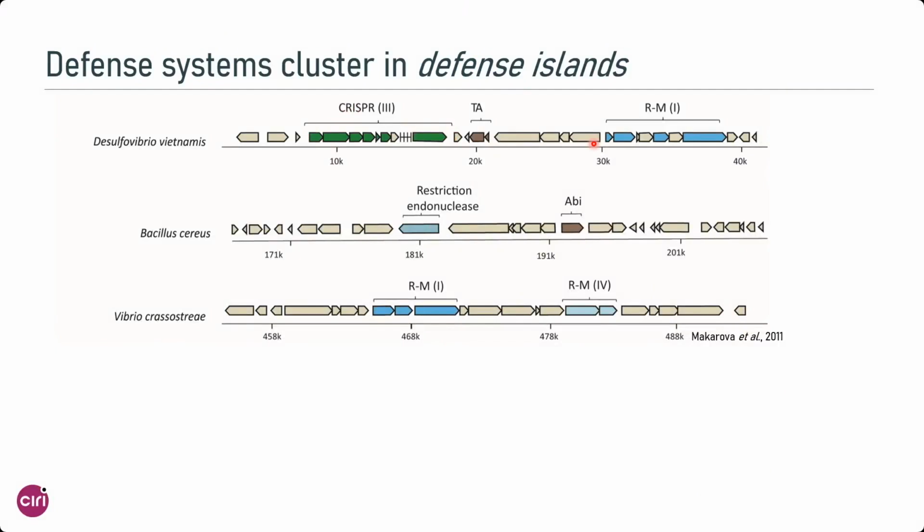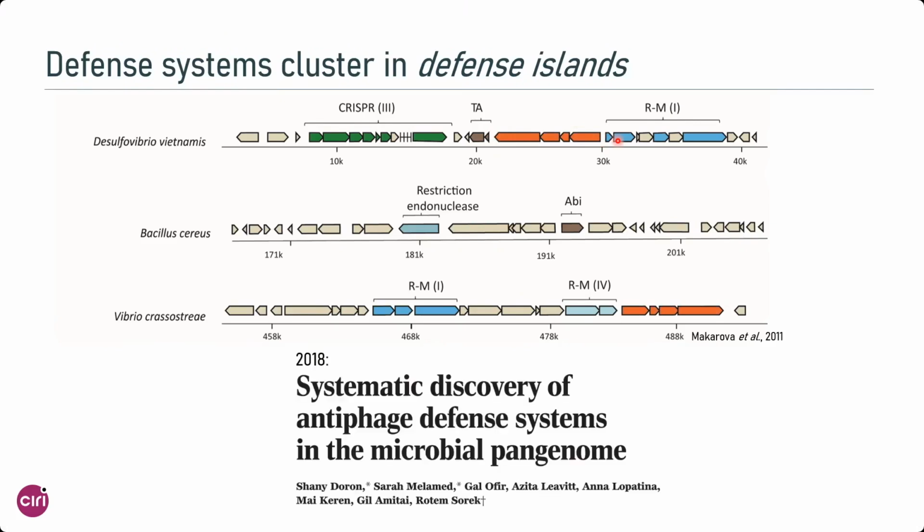And so this led to the hypothesis of defense islands, which would be specific regions of bacterial chromosomes dedicated to the integration and the accumulation of multiple defense systems. Considering this hypothesis, if you find that operons of genes are very frequently found within those defense islands, then it's a good sign that those operons might actually form defense systems that are yet to be discovered. This is the approach that was employed by the lab of Rotem Sorek in 2018, which systematically investigated the location of all microbial genes next to known defense systems.